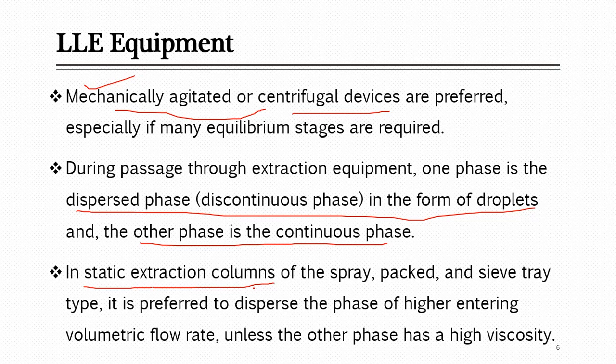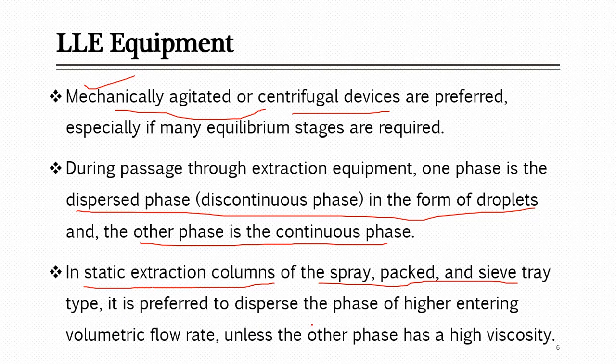Definitely your liquids will be moving here. One will be moving from top to bottom and the other from bottom to top, if it is a vertical column. Static or dynamic here means equipment assembly. If there is a motor rotating impellers inside the equipment, that is the dynamic one. But static means a column with no moving parts. In static extraction columns, they will be in the form of spray, packed and sieve trays, which we have to discuss today, inshallah.